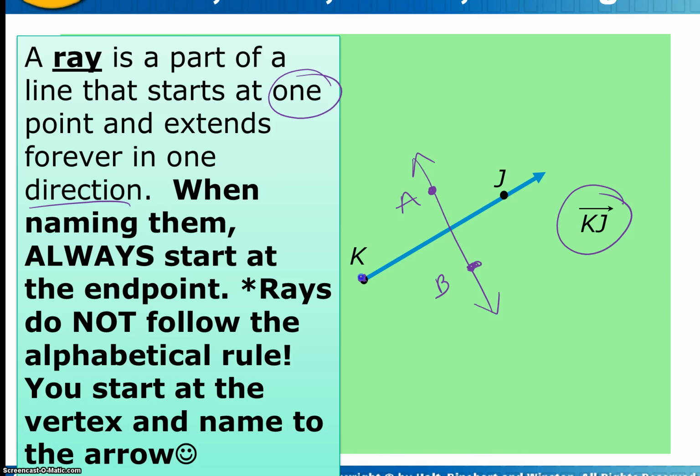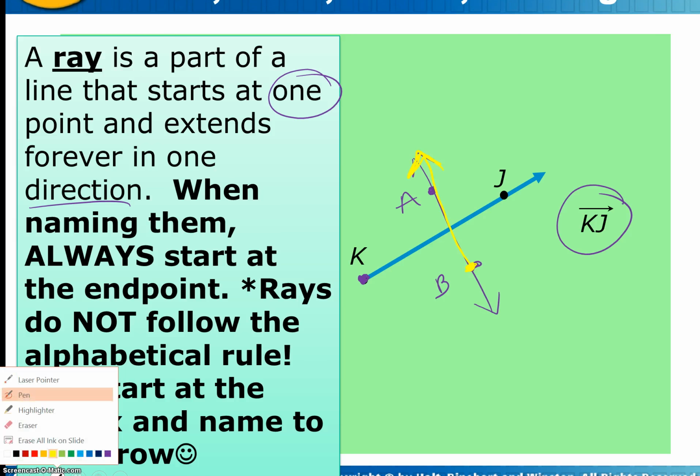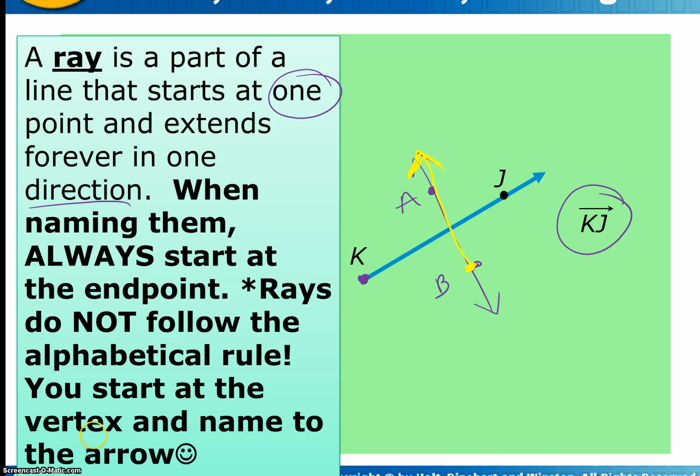It starts at a vertex, an endpoint, no arrow, and it goes to the arrow. So you name it KJ. Another one we could name, let me get a highlighter here, is the point B to A, and it goes in that one direction. Notice how I put the ray symbol first, and I start where my endpoint is, B, and the arrow goes to A, so I could call that ray BA.